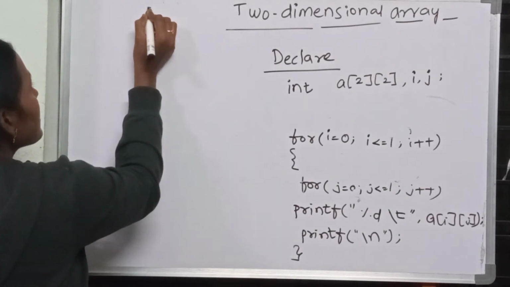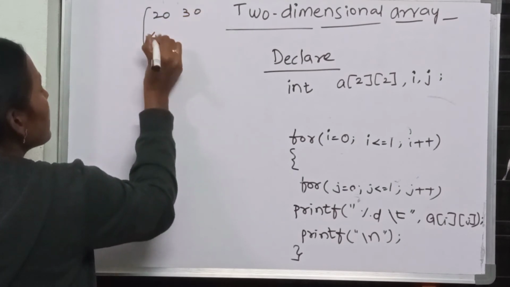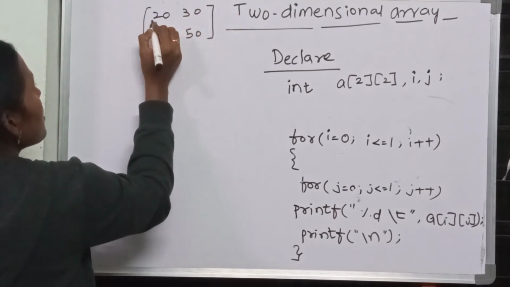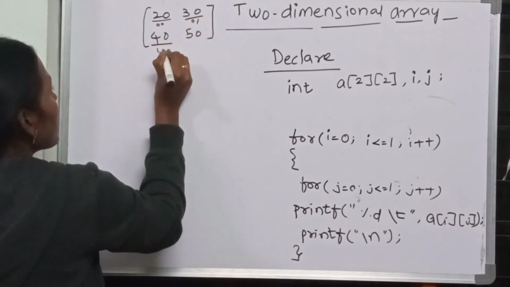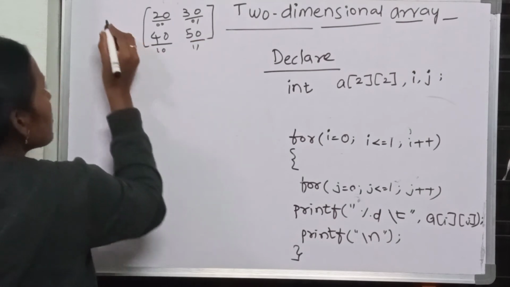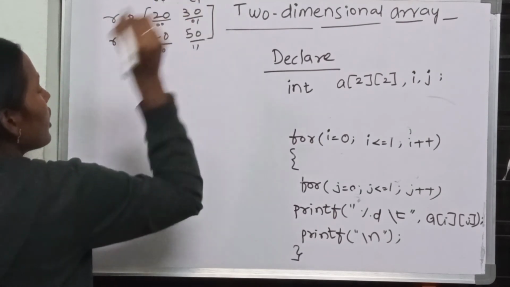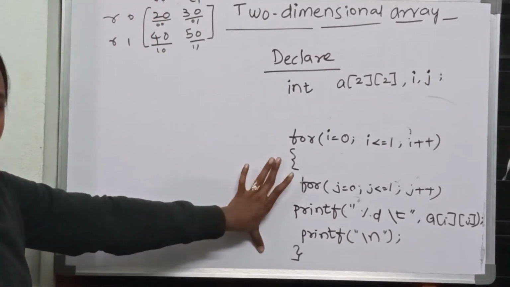Consider I have a matrix like 20, 30, 40, 50. I enter the values like this. So this position is represented as 0 0. This is 0 1, 1 0, 1 1. So this is row 0, row 1, column 0, column 1. Now this matrix I want to print with the help of this code.